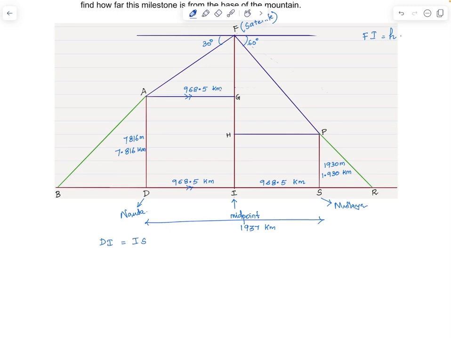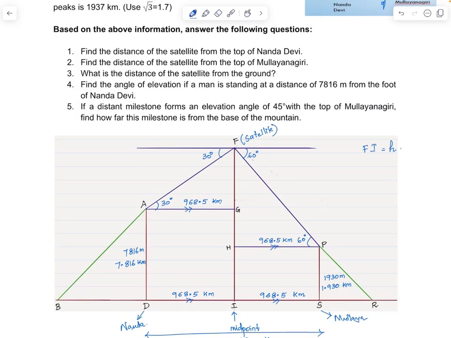Since the view line and AG are also parallel, the angle at A becomes 30°. The angle HPF becomes 60°, since the view line at F and HP are parallel to each other. The line segment HP and IS are also parallel and equal. So HP becomes 968.5 kilometer.